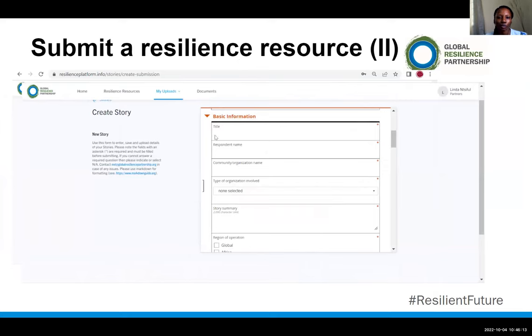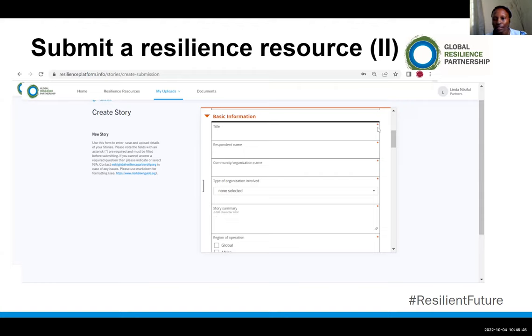and then you can proceed by providing your details in the form. So firstly, you'd have to provide a title of your resource, and then you provide the name of the respondent, more or less like the one that the story is focused on, and then the community or the organization the person is from, and then the type of organization. And then also you have to provide a story summary. So please take note of the character limit. Make sure that you don't exceed the 2000 character limit.